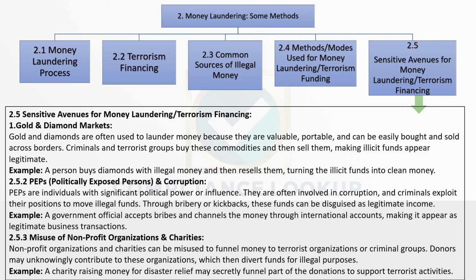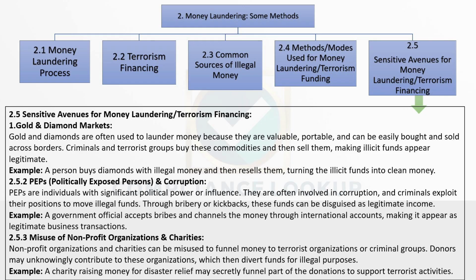Misuse of non-profit organizations and charities. Non-profit organizations and charities are sometimes exploited by criminals or terrorist organizations as a front for illegal activities. While most non-profits and charities are legitimate, some are set up or infiltrated by criminal groups to receive and divert funds for illicit purposes. In this process, donors, including well-meaning individuals, may unknowingly contribute to organizations that funnel money to criminal activities or terrorist financing. The misuse of these organizations is challenging to detect due to their seemingly legitimate and humanitarian nature.